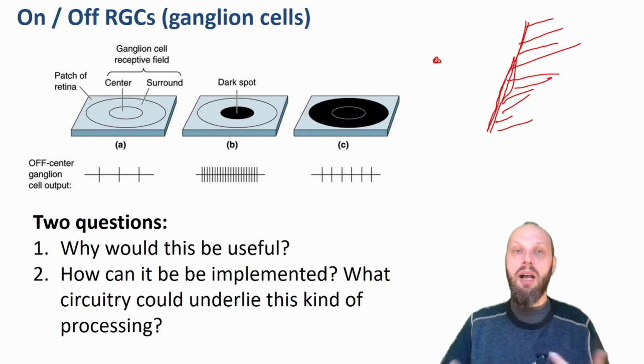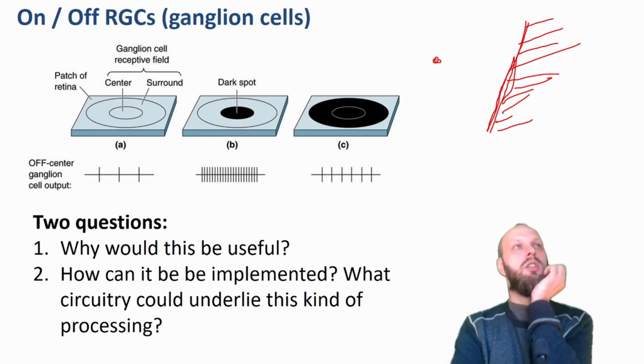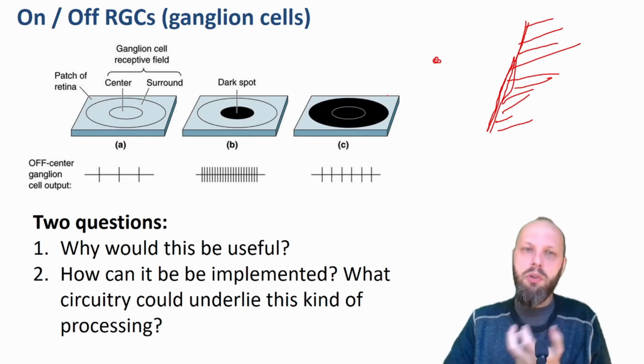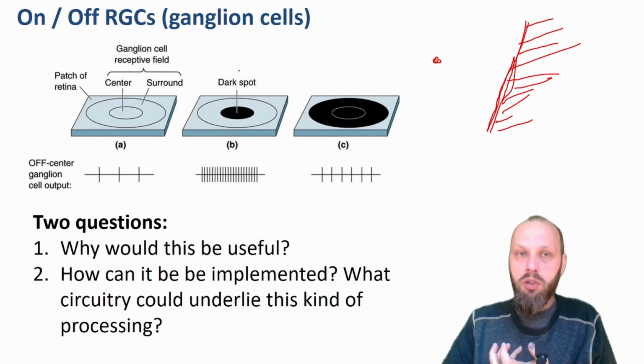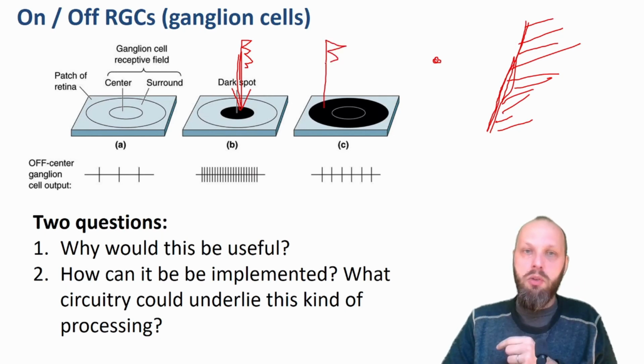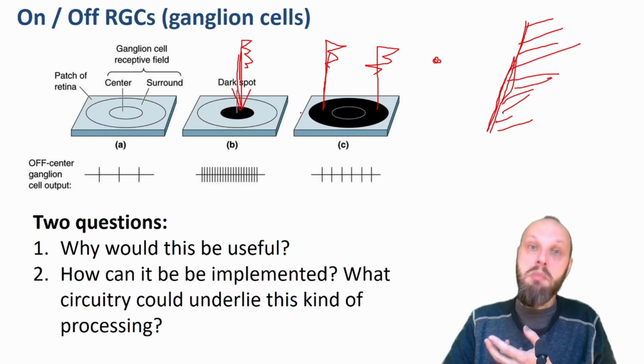Question number 2. How can this be implemented? So let's think. We should respond, and ideally respond a lot, to activation of some rods and cones that correspond to this dark spot in the middle. But what about those rods and cones that report the presence of a stimulus around the middle? So not far away, not really far, but immediately near the center. Okay, look.